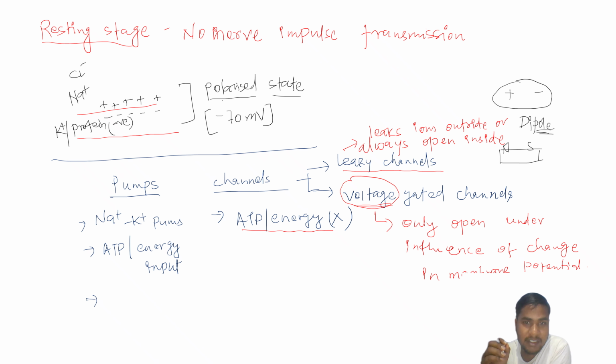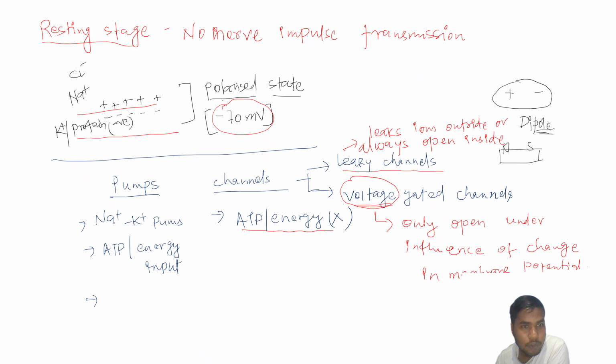These are the basics of pumps and channels which are found in the neuronal membrane. Now, these have a very essential role in maintaining the resting stage of the neuron membrane. At the resting stage, it is minus 70 millivolt across the neuronal membrane, and why is it negative 70 millivolt? Because the outside is positive and the inside is negative. That's why it is considered minus 70 millivolt.